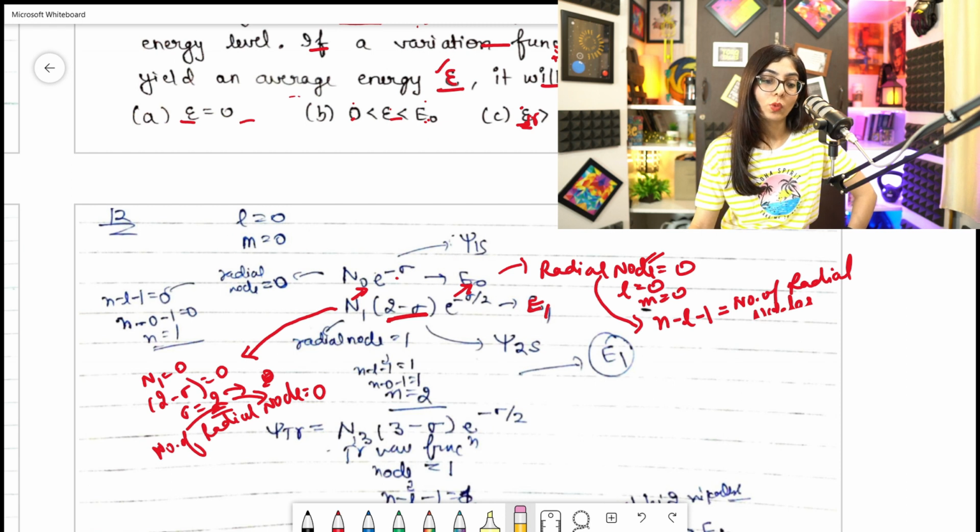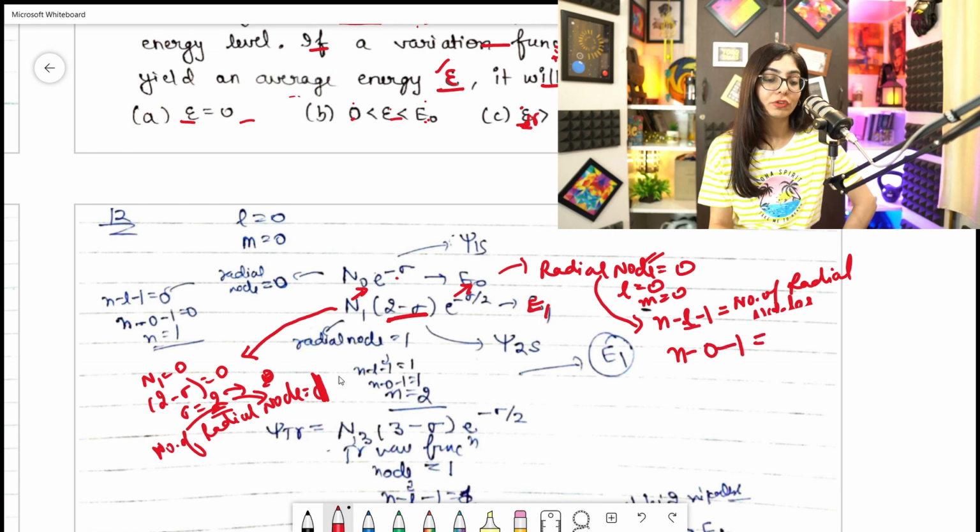So now I have got one radial node, right? So the number of radial nodes over here is 1. Fine. So I'll just find out n minus L, which is given as 0, minus 1 is equal to the number of radial nodes, that is 1. So what will it become? n is equal to 2. So this state comes out to be 2. Clear? So now let's come down to the further thing.